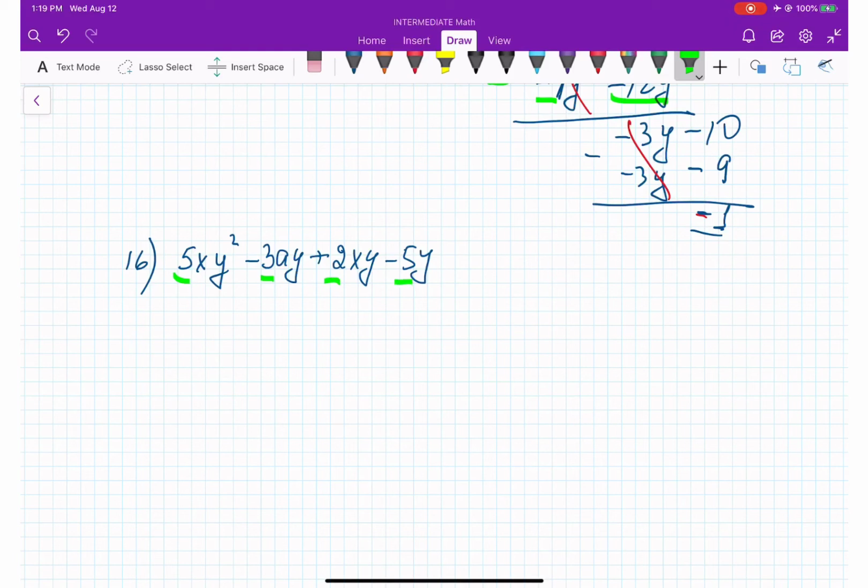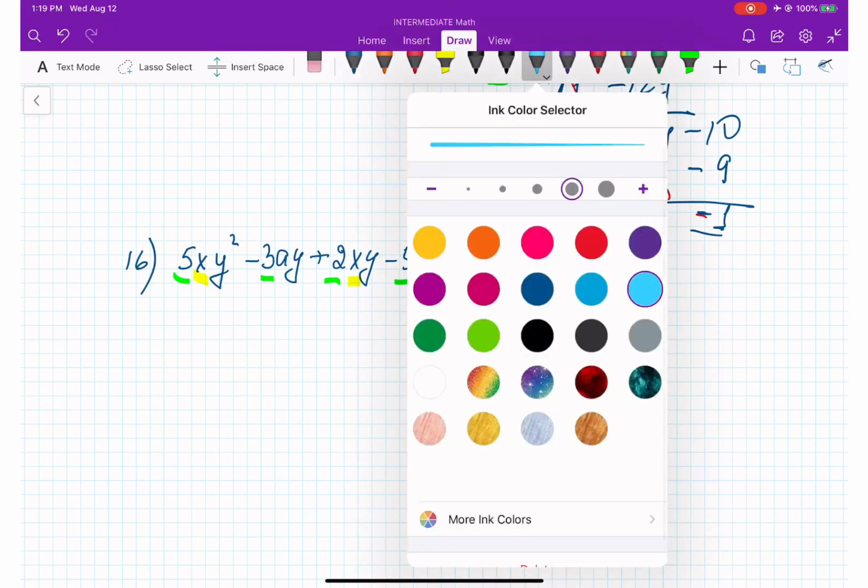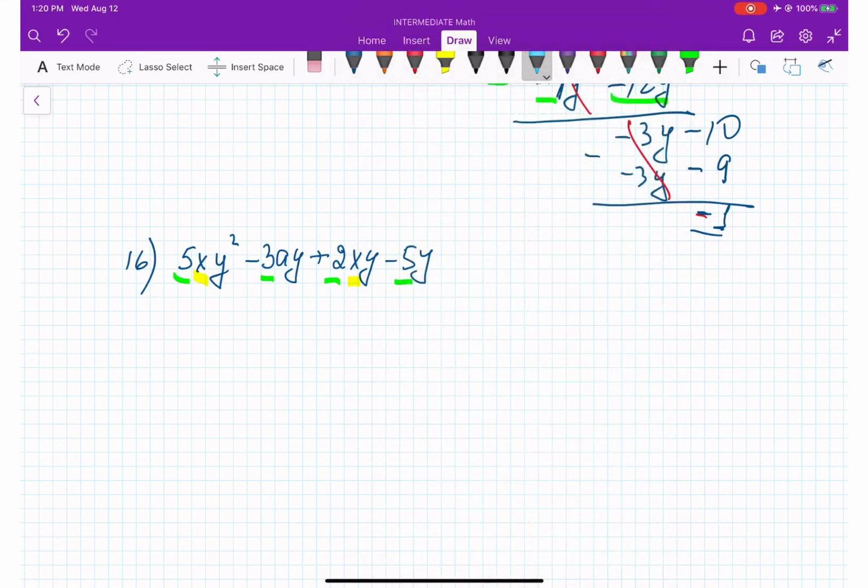But next we are going to check for x. So here is x and then here is x. The other two, they don't have it. But on the other hand, we have y everywhere, right? So here is y, here is y, here is y, and here is y. So our common factor is going to be y.